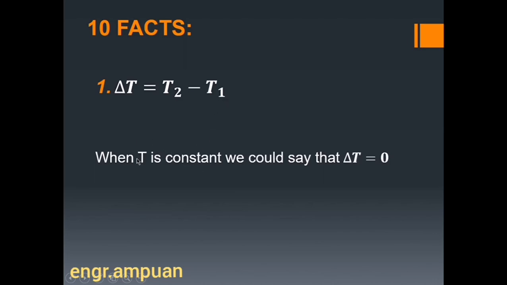So in this example, when the temperature is constant, we could say that the change in temperature is equal to 0. Take note that the temperature is not equal to 0, but it is the change in temperature that is equal to 0. Let's say we have 5 Kelvin, so 5 Kelvin is constant, so 5 Kelvin minus 5 Kelvin equals 0. So do not be confused between the temperature and the change in temperature because they are different.